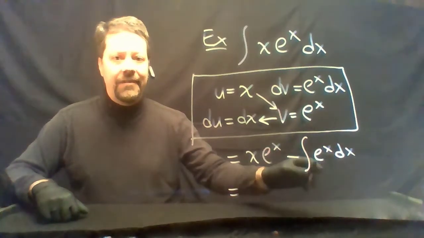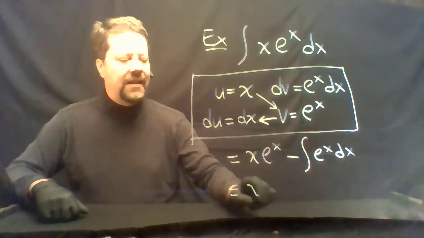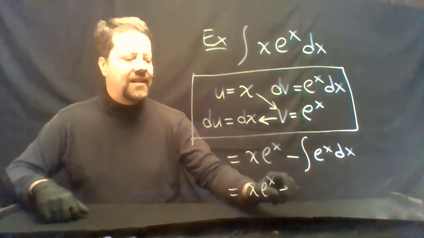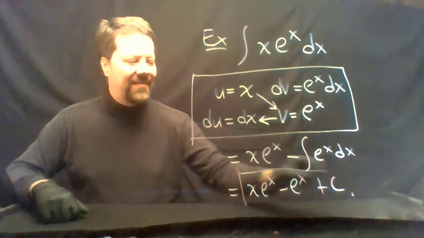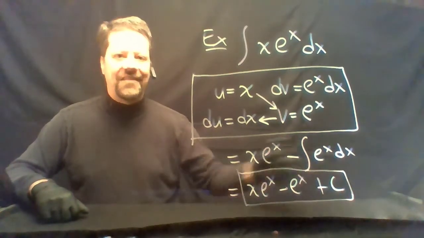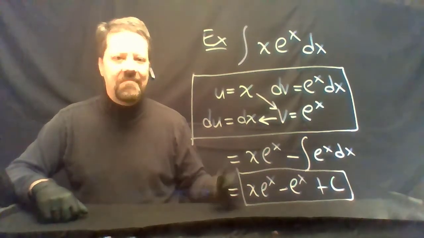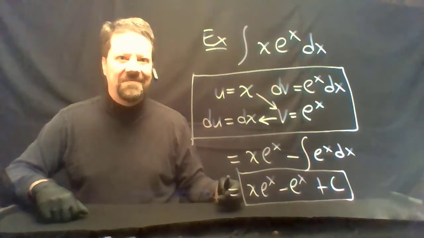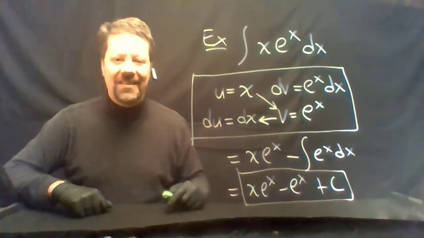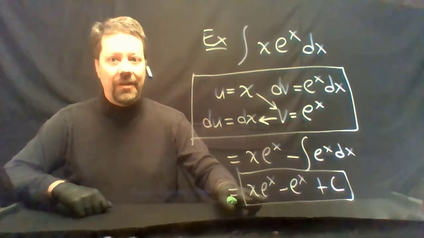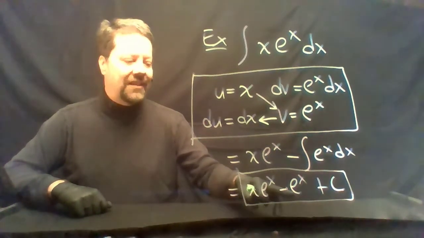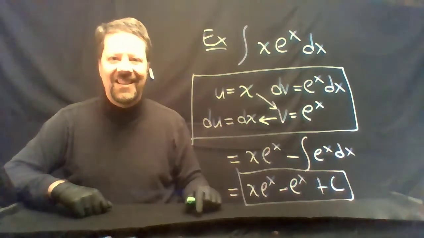The antiderivatives that we seek are of the form x e to the x minus e to the x plus c. And there we have the class of antiderivatives, i.e. the indefinite integral. You can check this result by simply differentiating. You'll have to use the product rule on the first term, and when you calculate the derivative, you'll find that you get the integrand here.